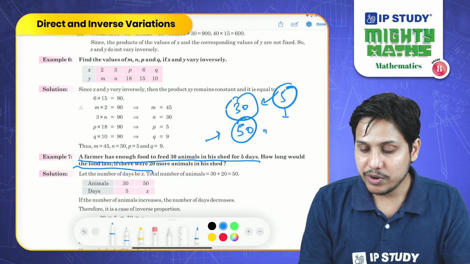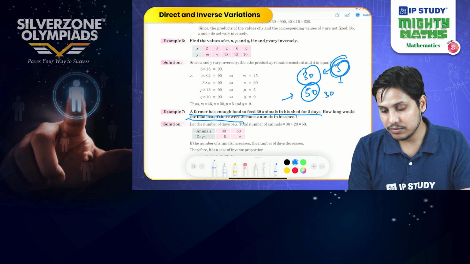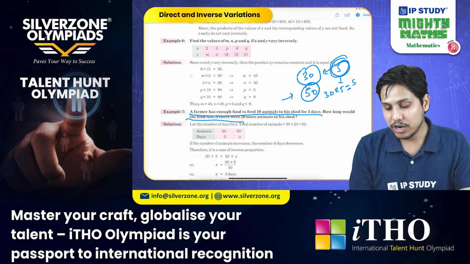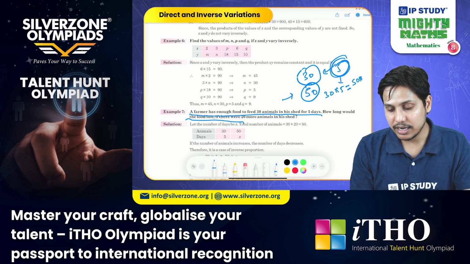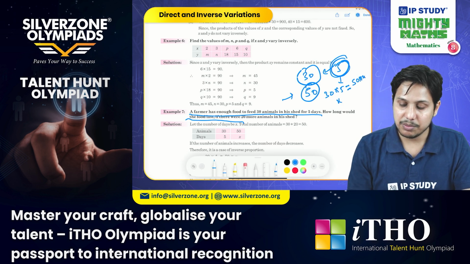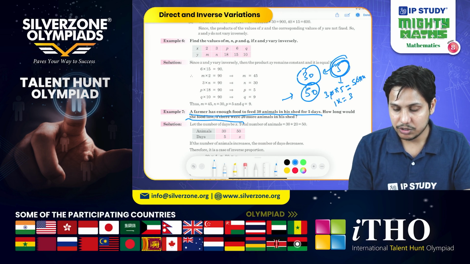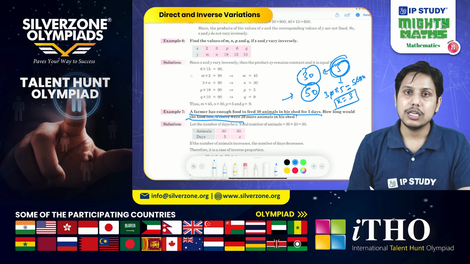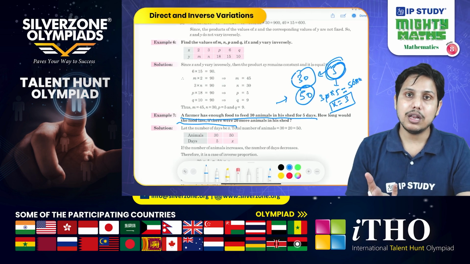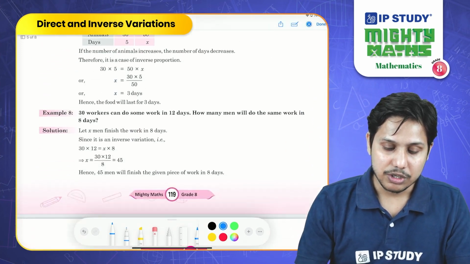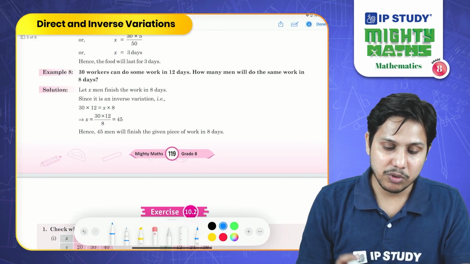So in order to find the number of days, we can multiply 30 and 5 and it will be equal to the product of 50 and the number of days that we want to find. So x will be equal to, if we solve it, 3. So for 50 animals, the same food will last for 3 days only. Yes. So let's do one more example.